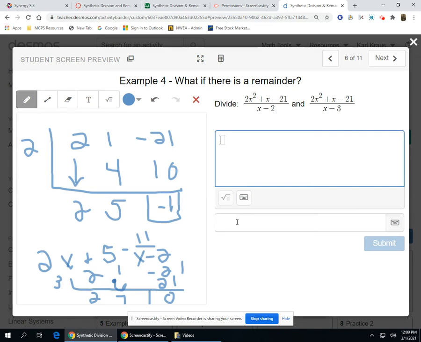I can say that 2x squared plus x equals x minus 3 times 2x squared plus 7x plus 1 plus, should be 2x plus 7.